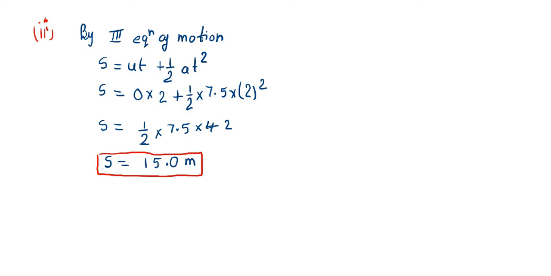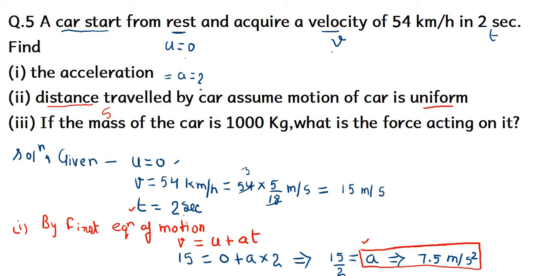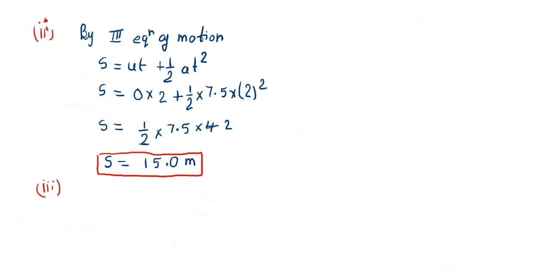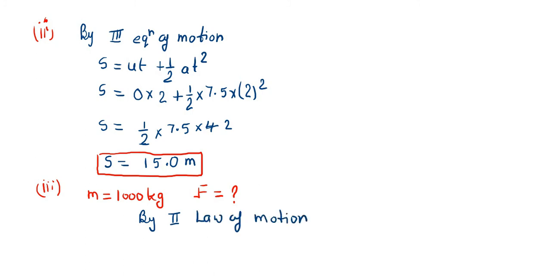Okay. Now the third part is left. What is in the third part? Let us see. If the mass of the car is given as 1000 kg, what is the force acting on it? If someone asks about force and mass is given, clearly we have to apply the second law of motion. By the second law of motion, F is equal to m into a. External force is the product of mass and acceleration.